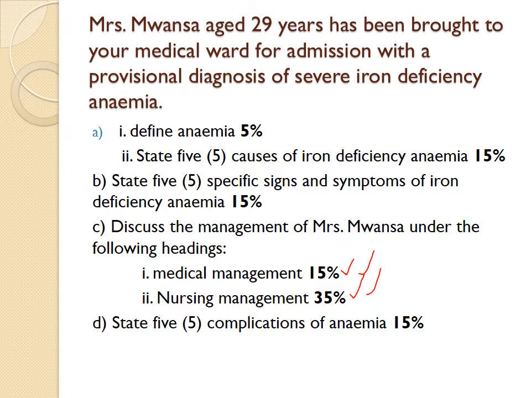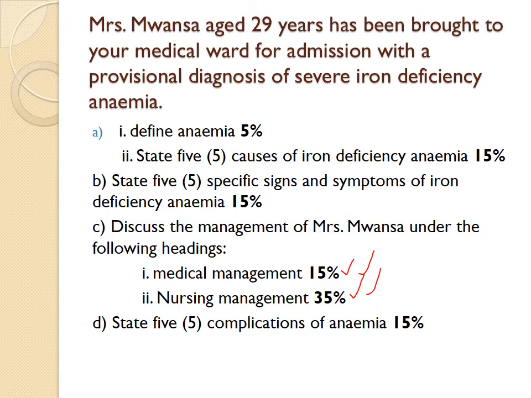Then surgical treatment that you can give is a bone marrow transplant, especially if the patient has aplastic anemia. Then blood transfusion is also essential. Okay, you can do blood transfusion, that is if the cause of anemia is hemorrhage. Make sure that blood transfusion is among those. So that marks the end of medical management. Okay, so now let's go to the nursing management.